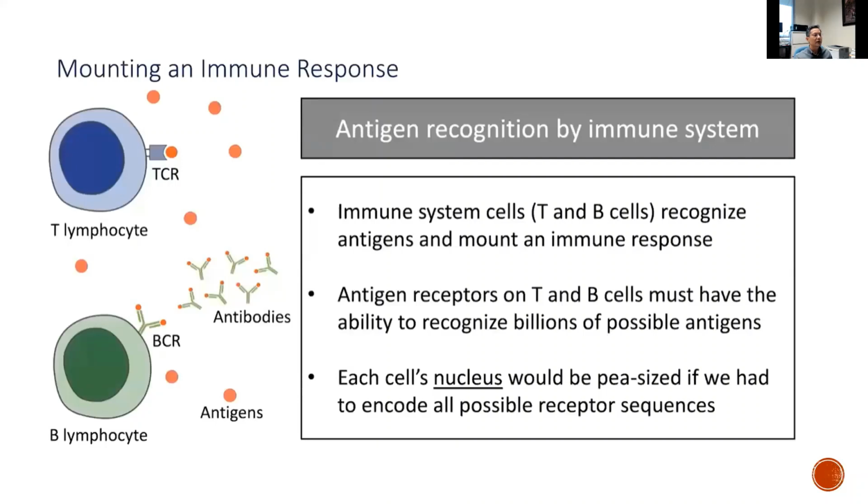Okay, as we know, antigen recognition by the immune system is the most important process, and it involves two most important cell types, T cell and B cell. In order to recognize billions of different possible antigens, we need a special structure, and there is a process involved in those B cells and T cells, the most abundant immune cells.